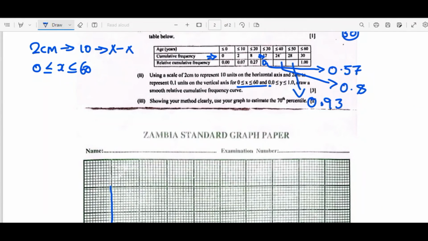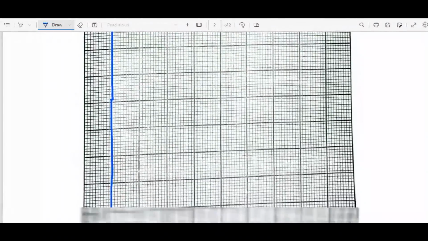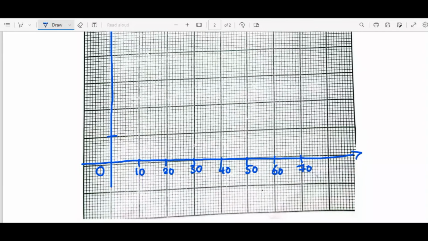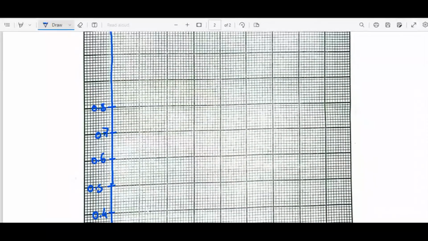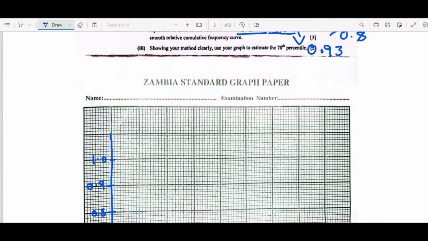So then for the y-axis, 0.0 up to 1.0. So let's go in the y-axis, we look at what we have. So this is 0.1, 0.2, 0.3, 0.4, 0.5, 0.6, 0.7, 0.8, 0.9, 1.0. So now we can start plotting.